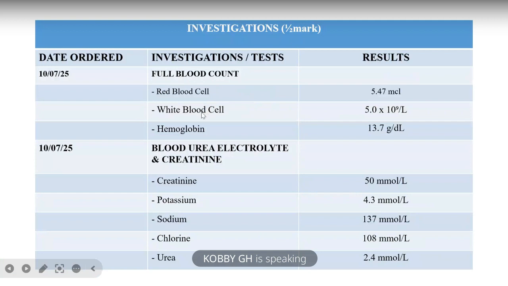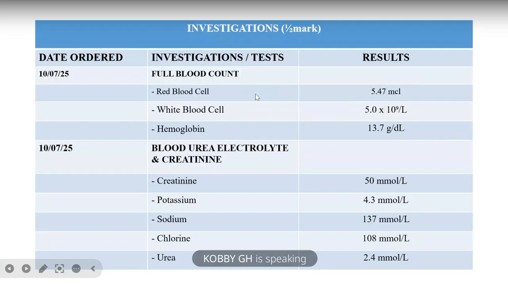So it has about 20 components under it. You don't need all. You need about 3 or 4 of them. So you need red blood cell, white blood cell, hemoglobin, platelets. Is that okay? Then you write their corresponding results.